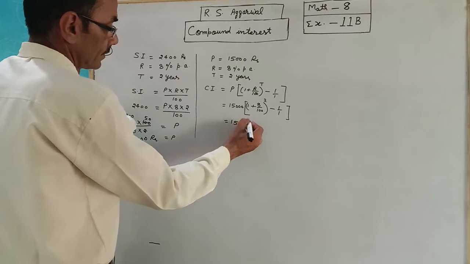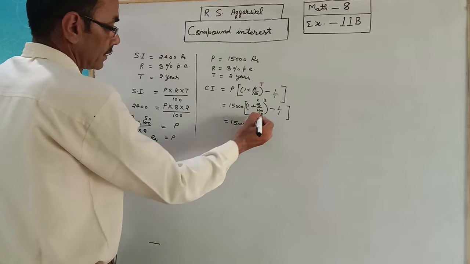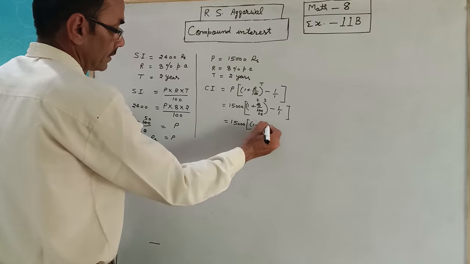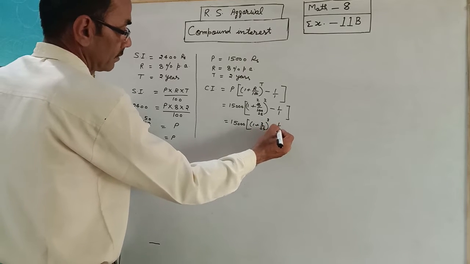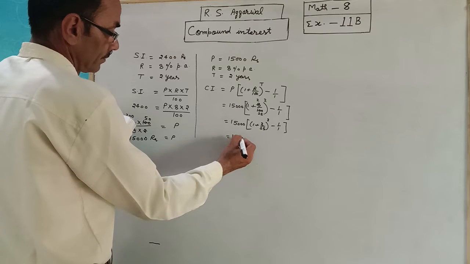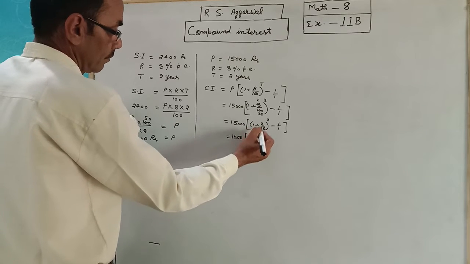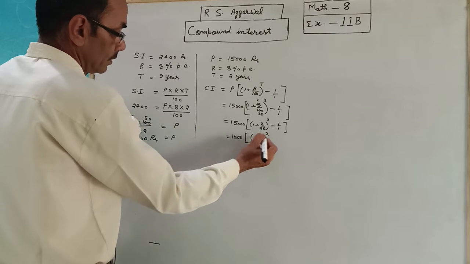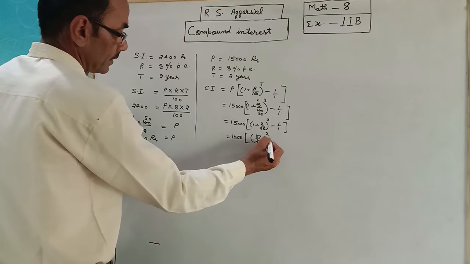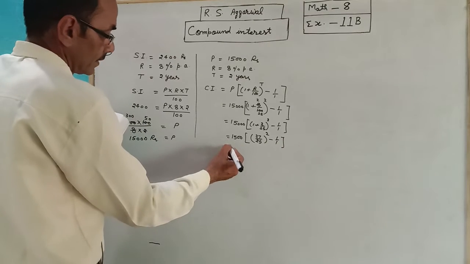15,000 after 2 ja and 25 ja, 1 plus 2 upon 25 has power 2 minus 1 upon 1. 15,000, 25 1 ja 25, after plus 2 is 27. 27 upon 25 minus 1 upon 1. Remove the power.